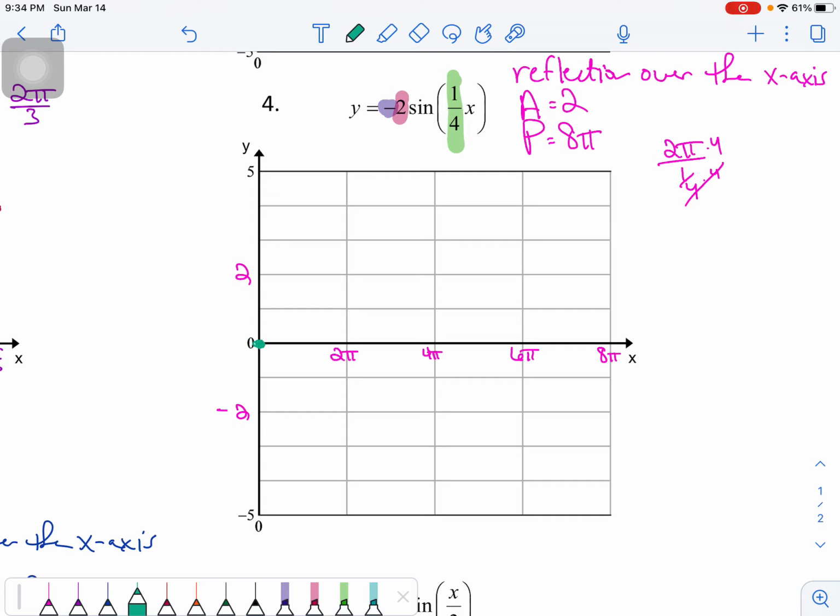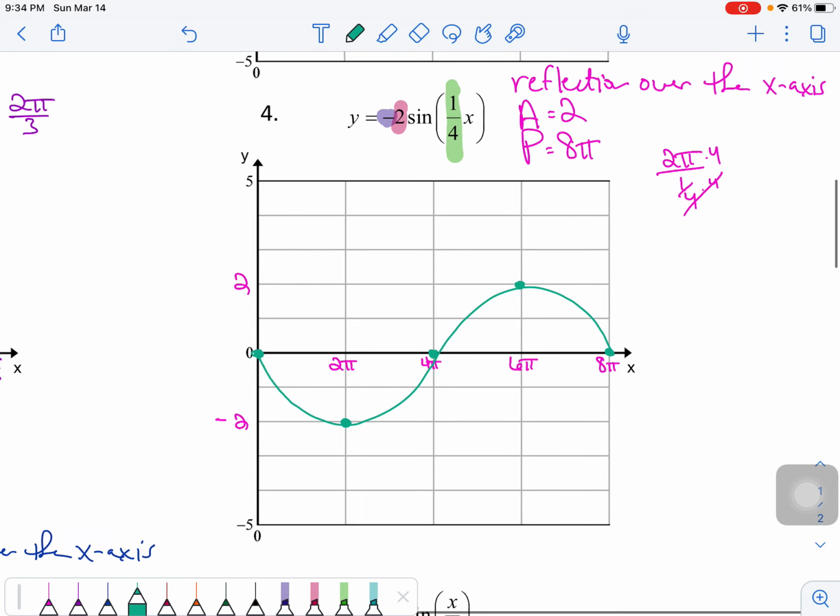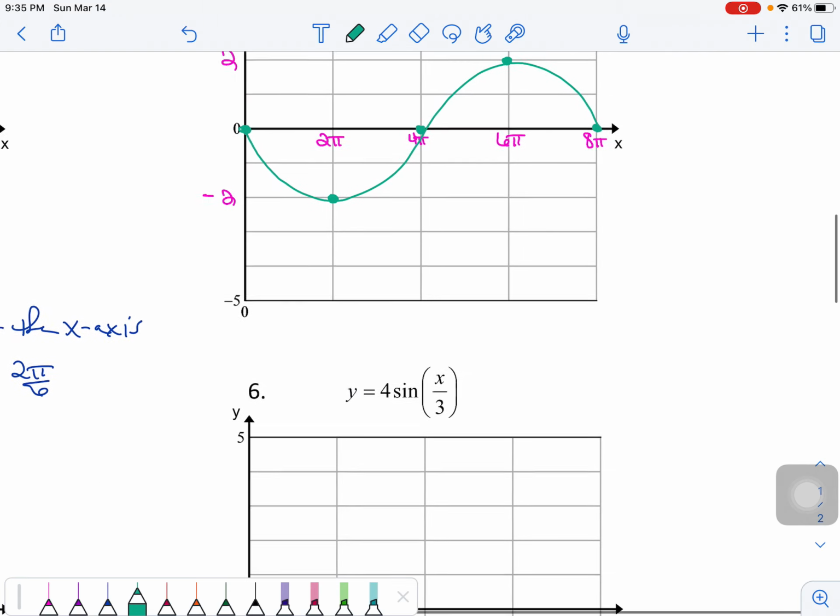All right, so I'm going to start at 0. But I want to pay attention to the fact that I have a reflection here. So instead of going from 0 and increasing up to my maximum, I'm going to reflect over the x-axis and decrease down to my minimum, bounce back up to the midline, up to the maximum here, and down to the midline. Draw the pretty continuous curve. Again, it's a smooth continuous curve, just like cosine, so just be aware of that. Problem number 4 is done. I'm going to go ahead and slide down to number 6 here.